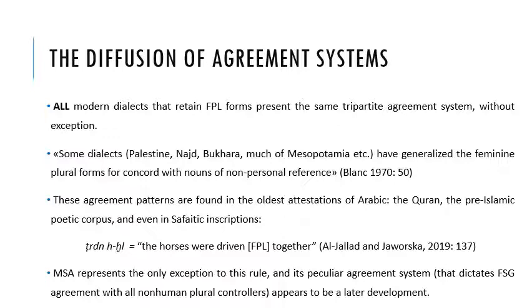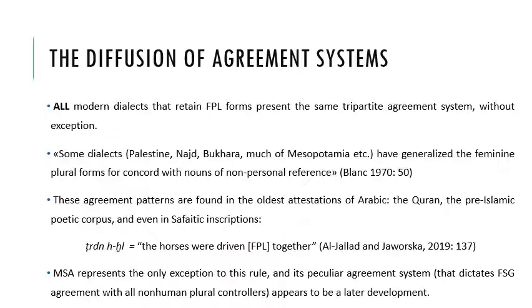If a dialect has feminine plural forms in verbs and pronouns, then its agreement system works as we have just seen. This is true of the dialects of the Maghreb, the few that still retain feminine plural forms. This is true of sub-Saharan Africa, dialects of the Arabian Peninsula, the Levant, Egypt, Iraq, and even Central Asian dialects from Iran to Uzbekistan. So this is the first point I would like to make.